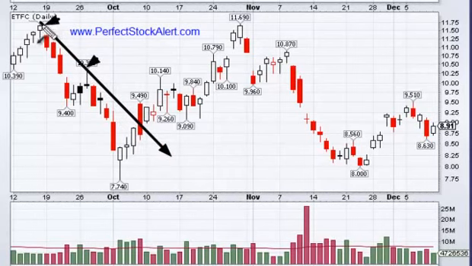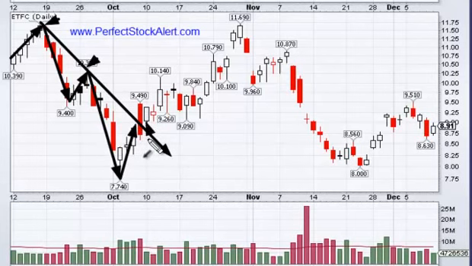Okay. In this case here, that would be proper. You had a nice move here, pull back, reactionary high, pull back really deep here, come through, and you broke out right there, close above it.